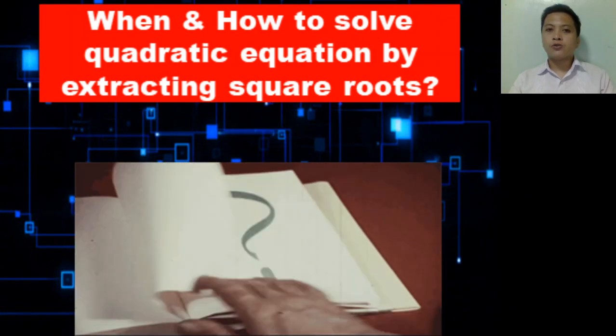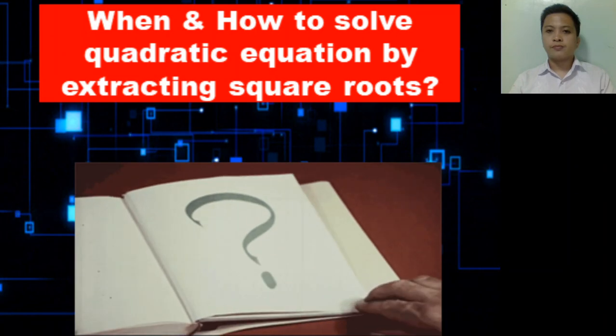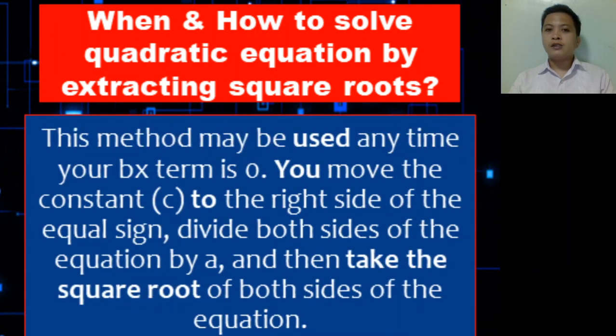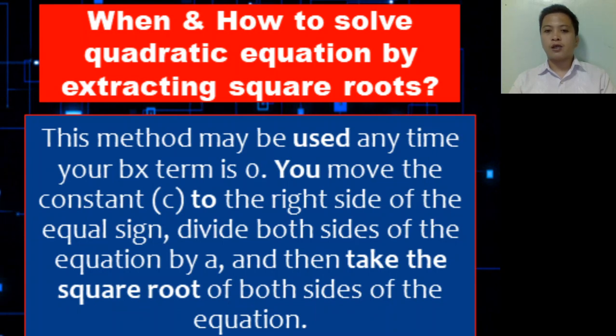When and how to solve a quadratic equation by extracting square roots. This method may be used anytime your bx term is 0. You move the constant to the right side of the equal sign, divide both sides of the equation by a, and then take the square root of both sides of the equation.